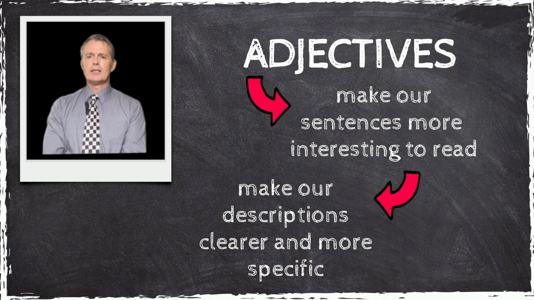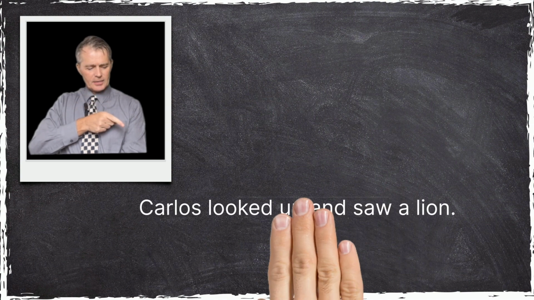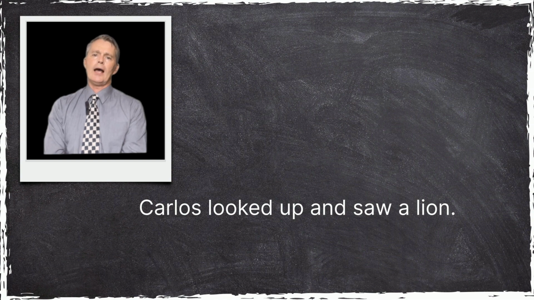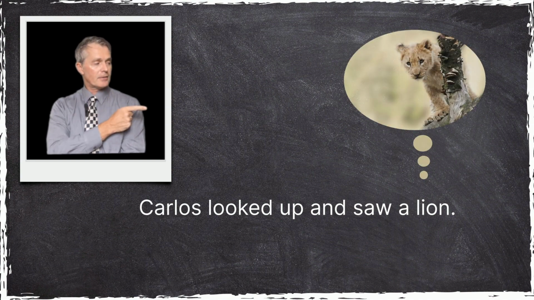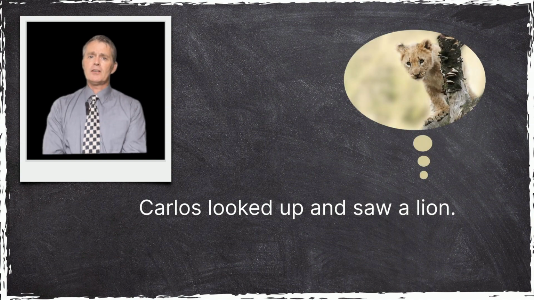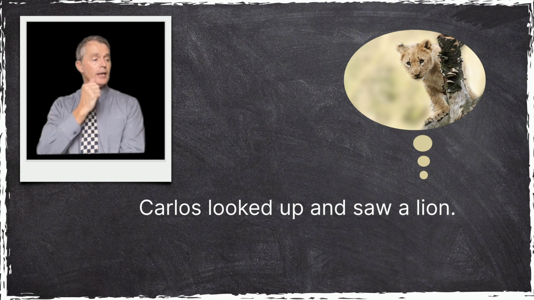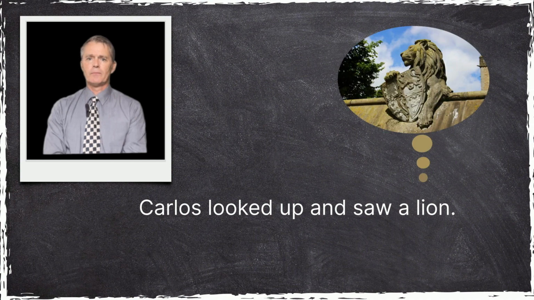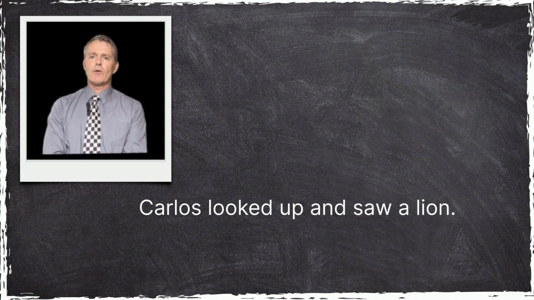For example, take a look at this sentence. Carlos looked up and saw a lion. Without an adjective, one reader might imagine the lion looking like this. Another person might imagine the lion looking like this. And another might imagine this instead. Adding an adjective means our reader will imagine what we want them to imagine.